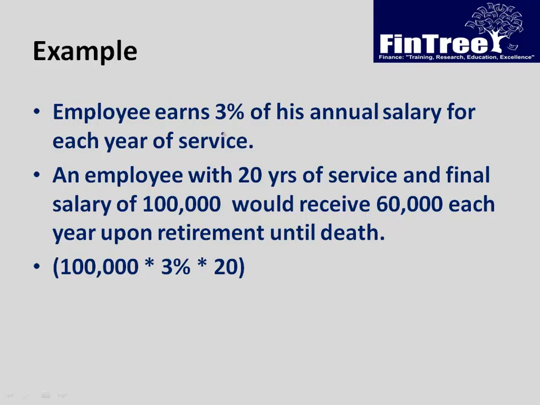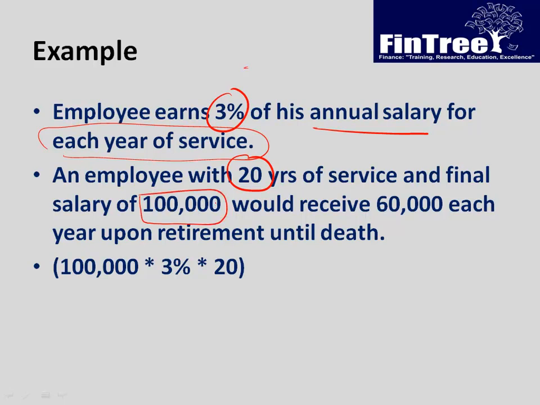Yes, have you followed the logic? That you are promising him 3% of his annual salary for every year of completed service. So if he's worked for you for 20 years, his final salary is 1 lakh, then 1 lakh into 3% into 20, 60,000 is the annual pension that you're going to pay him.